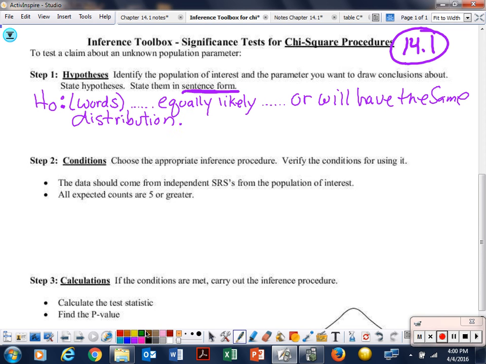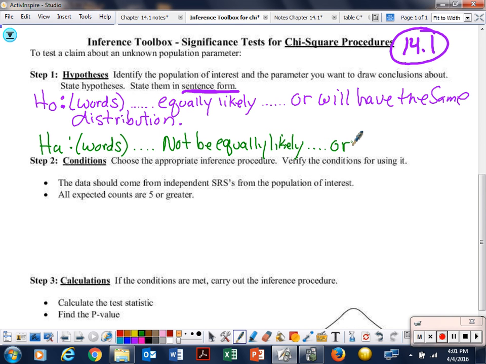That means our alternative hypothesis, again in words, will either be not equally likely, or the distribution is different, and so on. I will go through 2 examples. That might make a little more sense after the 2 examples.